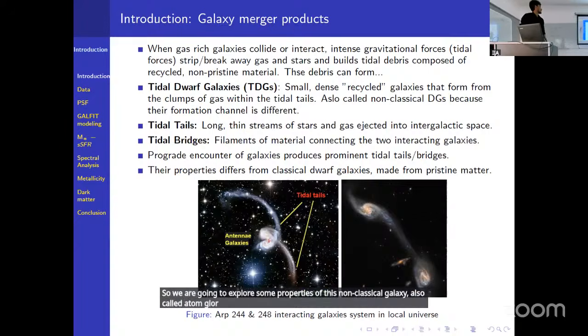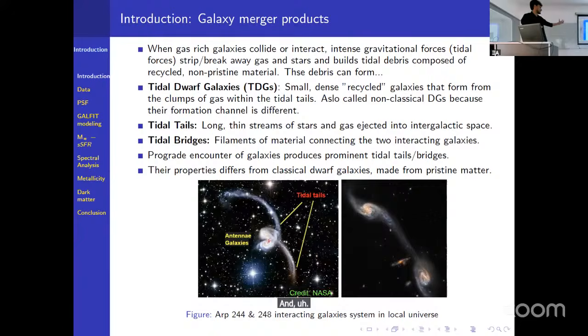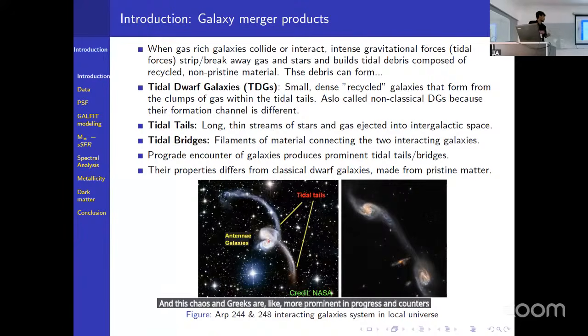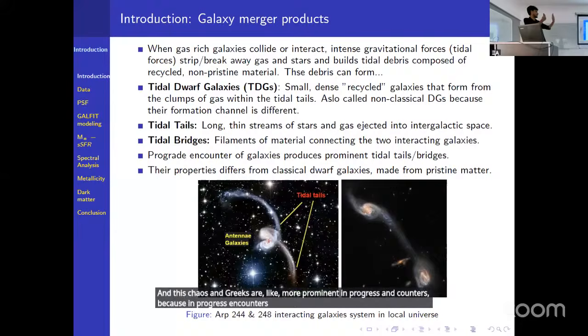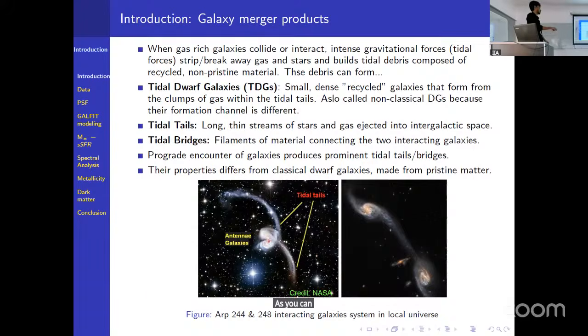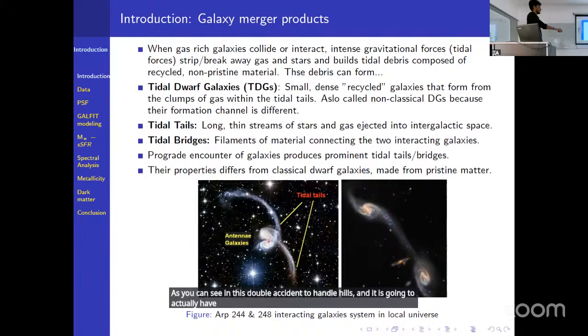And these tails and bridges are more prominent in prograde encounters, because in prograde encounters we have the same velocity alignment. So the tidal force is sustained for a longer time, and momentum keeps pulling material for a long time. So in this scenario, we have longer tidal tails and bridges. As can be seen in this galaxy, there are two tidal tails, and in this galaxy, we have a very big tidal bridge, like a three-interacting-galaxy system.